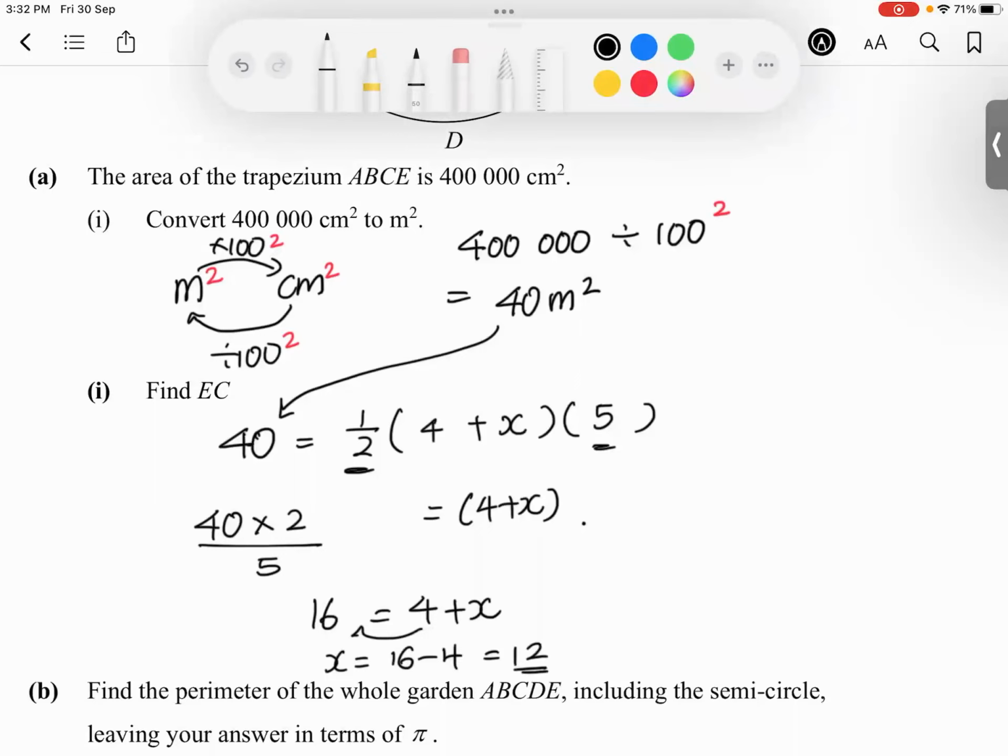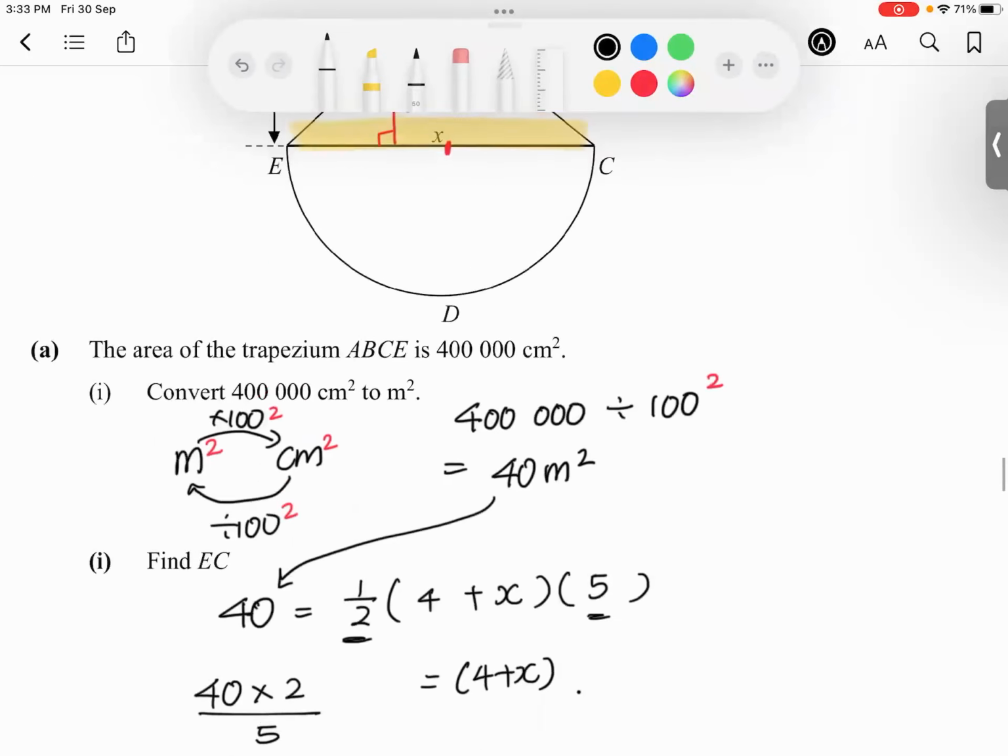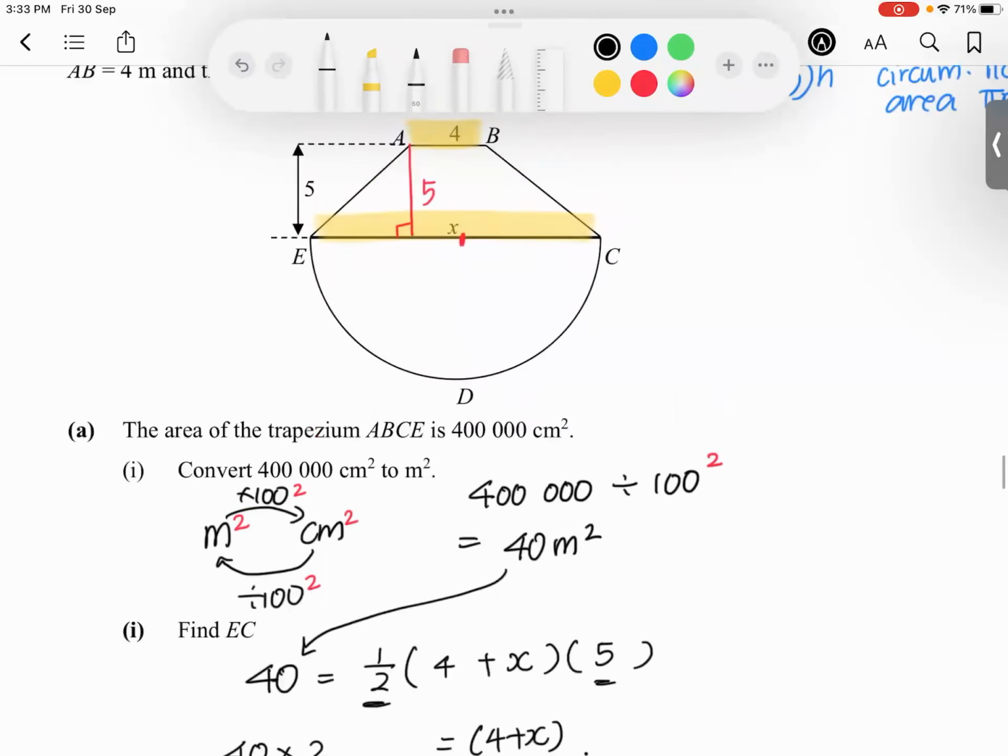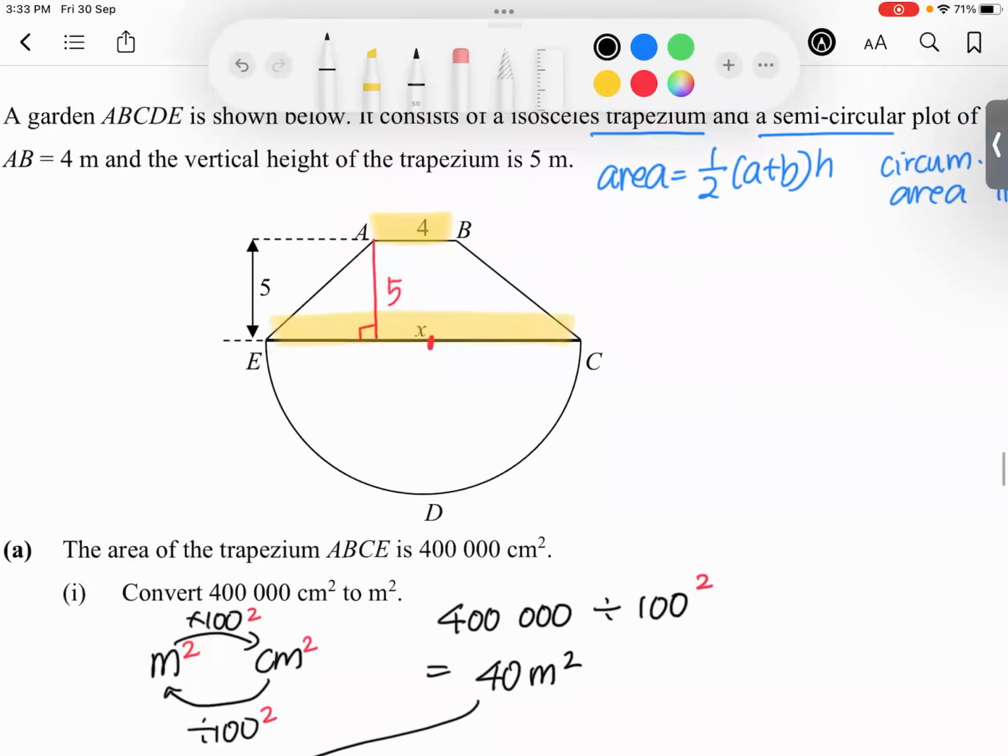12. Okay. So the moment I know that this whole thing is 12 already, always plug it back into our equation. This whole thing is 12. That means this portion over here, the radius is 6. This is 6.